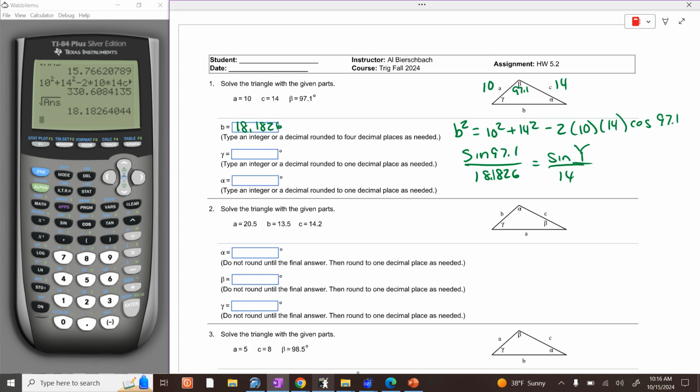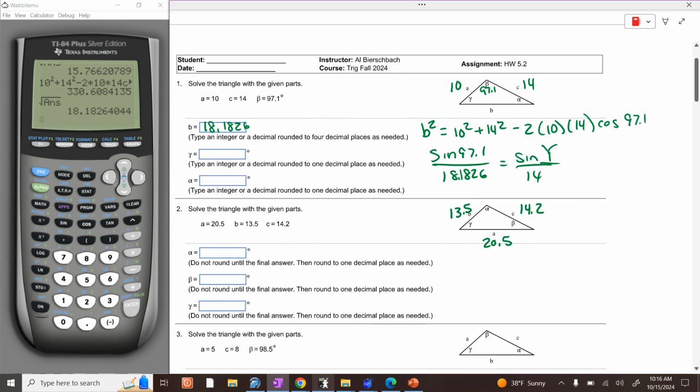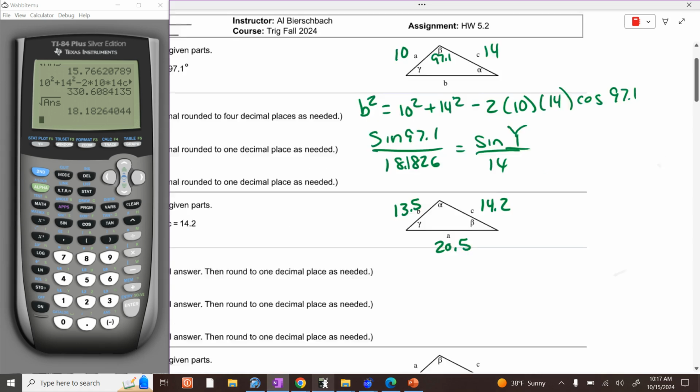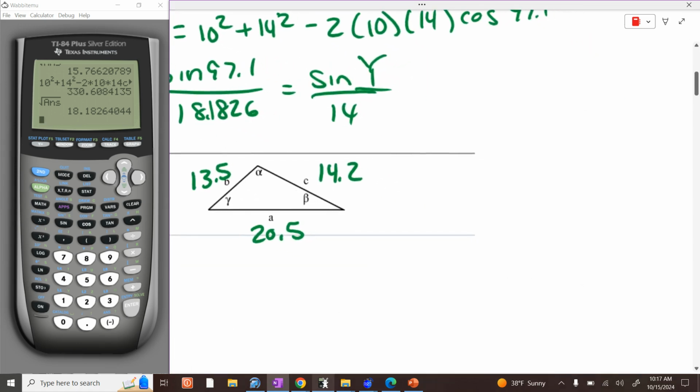But then, when we get to side, side, side, you have to do algebra to figure it out. Why do we have to do algebra? Well, they're looking for alpha first. Really, you can find any angle first, but let's find alpha first. Either way, you want to find the biggest.